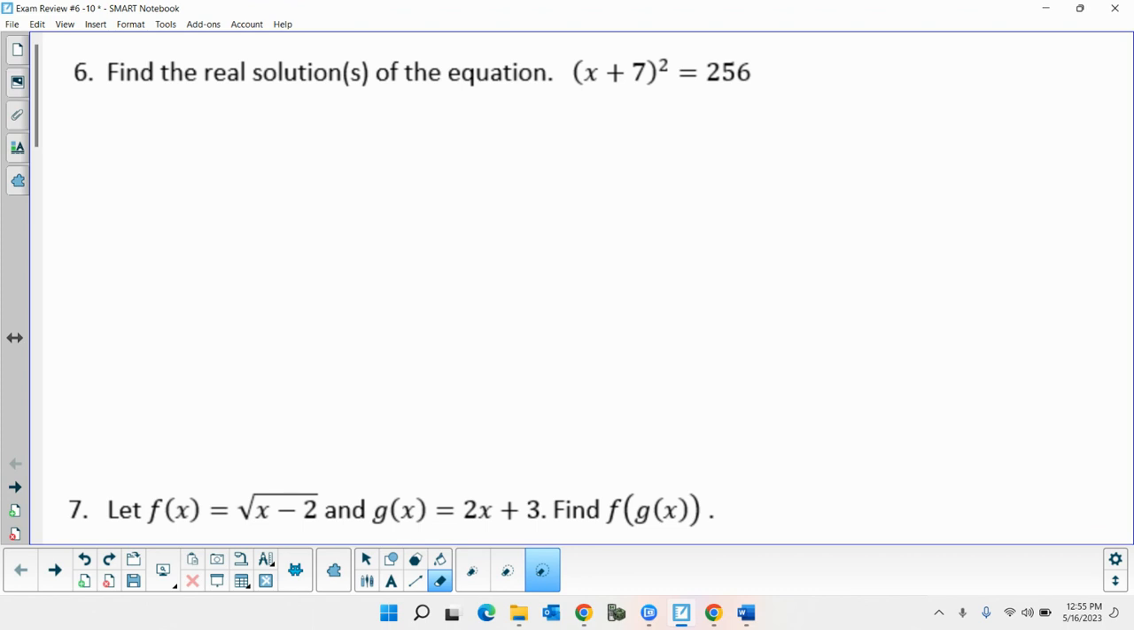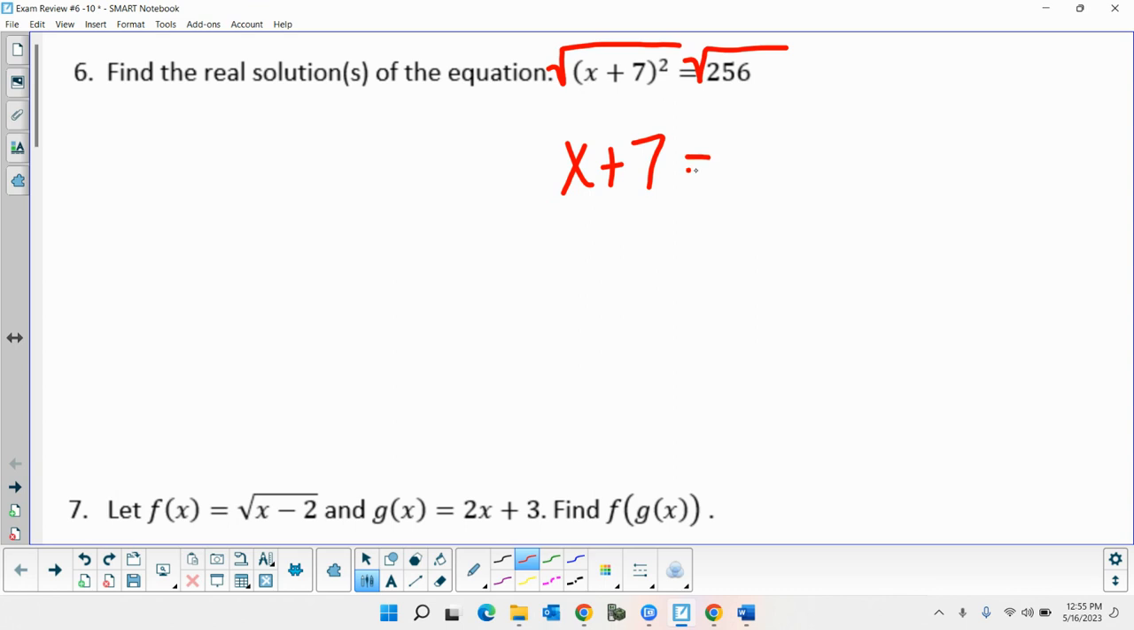Christian? Yes, just square root both sides. Get rid of the square, eventually. So the square root of something squared is itself, right? And then what's the square root of 256? 16. But what symbol do I have to remember? Plus or minus, yes.